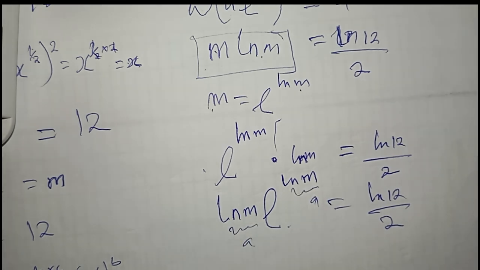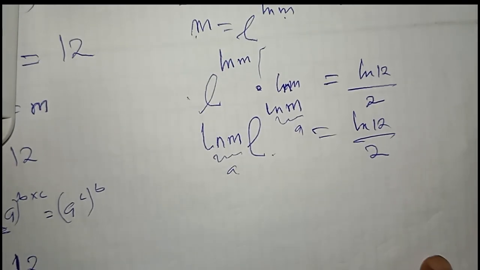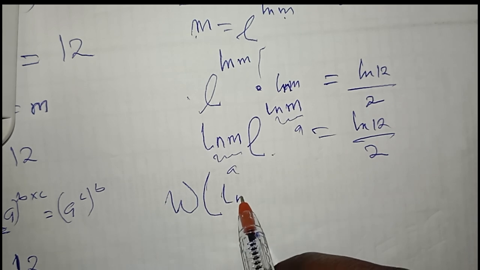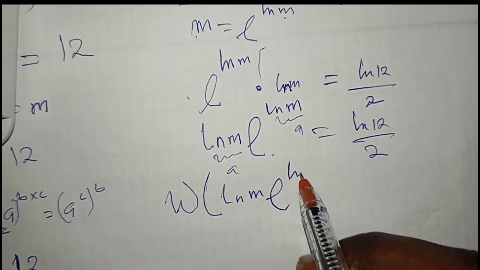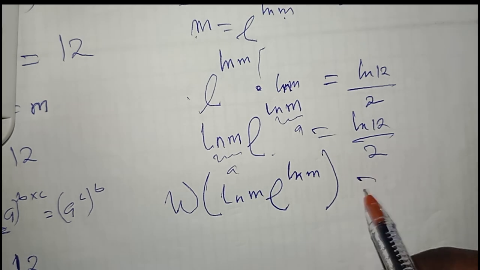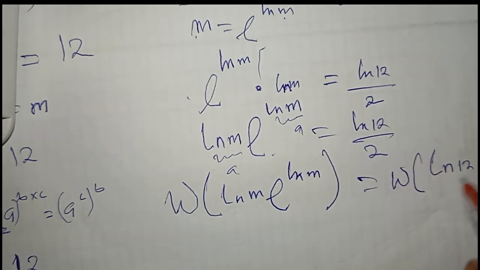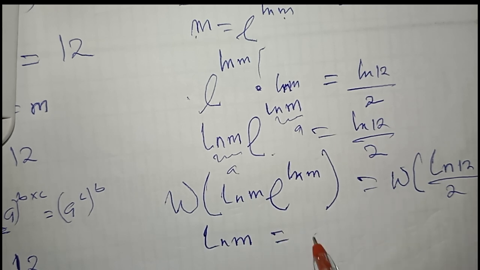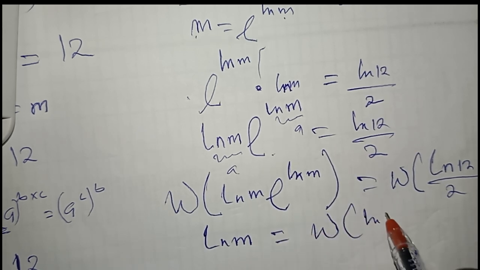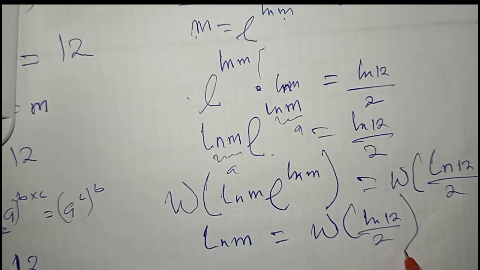Okay, so the next thing we want to do is now to apply the Lambert W function. And of course, when we do that, we're going to be having the Lambert W function of natural log of m exponential natural log of m, is equal to, we also do same here, Lambert W function of natural log of 12 divided by 2. Okay, so at this point, this left hand side now collapses to the natural log of m, which will be equal to the Lambert W function of the natural log of 12 divided by 2.